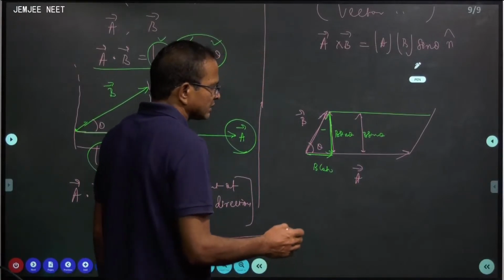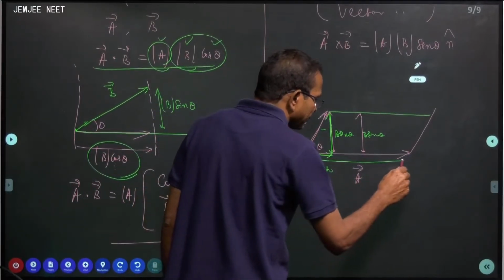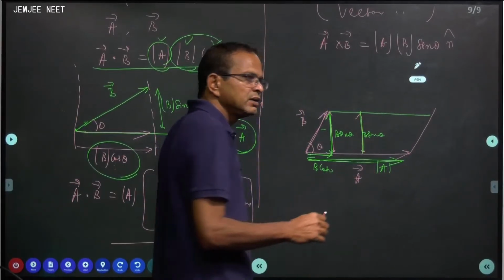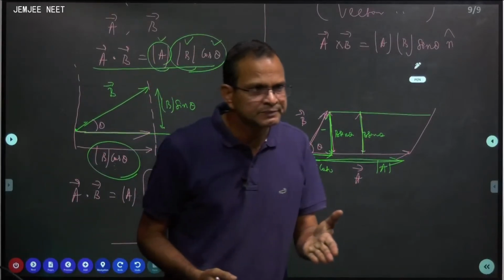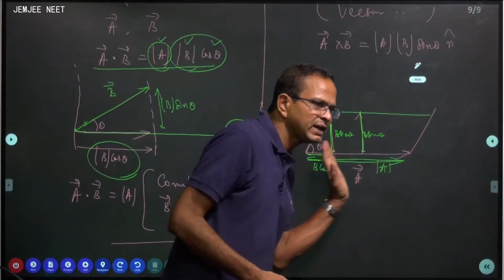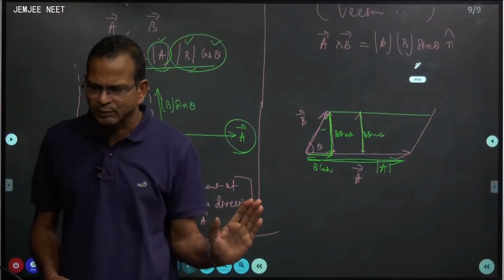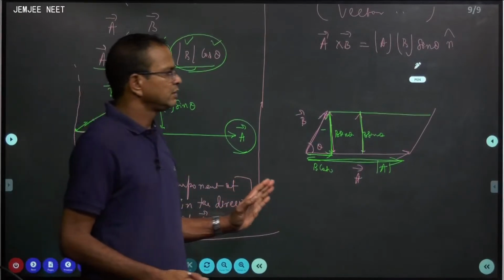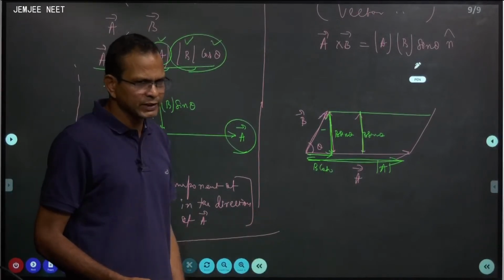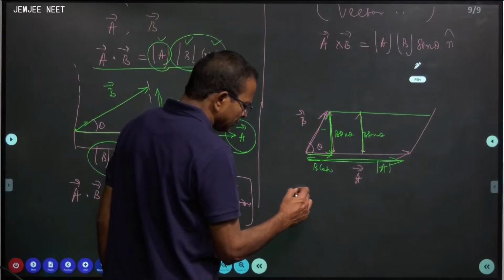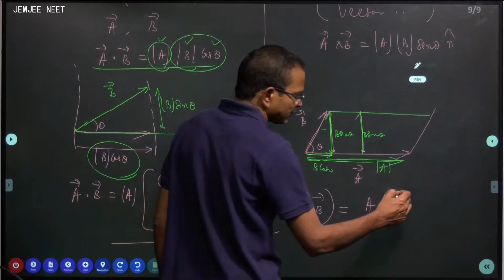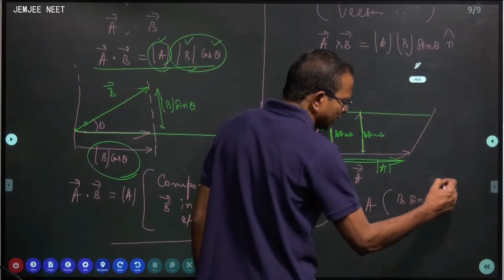Now look, this is A, one side base, and this is the perpendicular distance. In a parallelogram, what is base multiplied by perpendicular distance? It is nothing but the area. So A vector cross B vector is nothing but A multiplied with B sin theta. Of course, n cap is different.